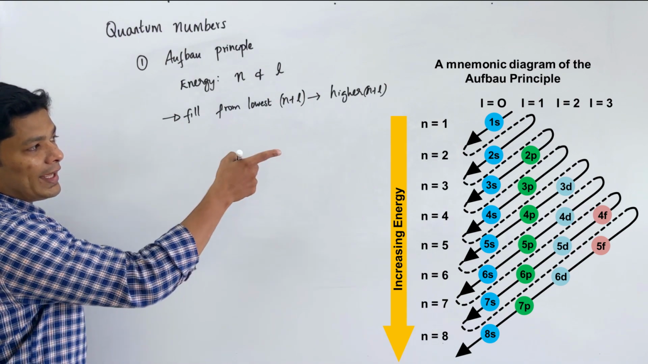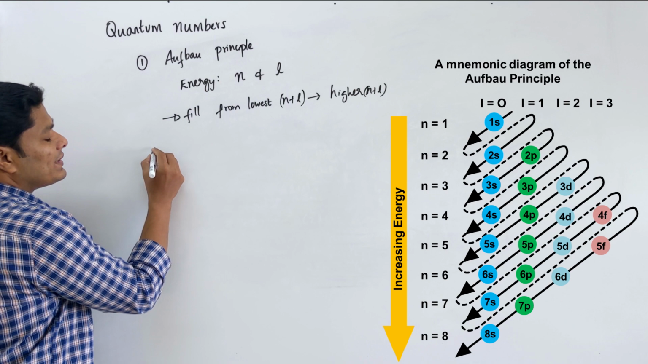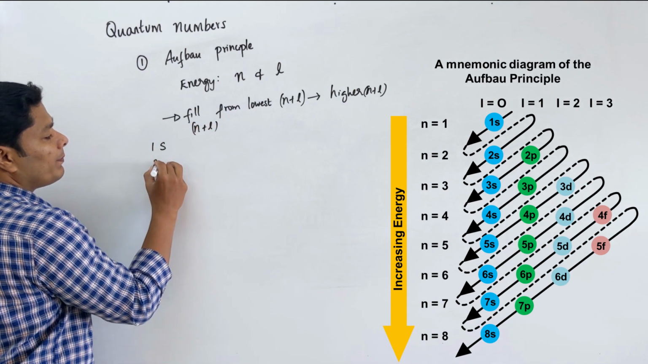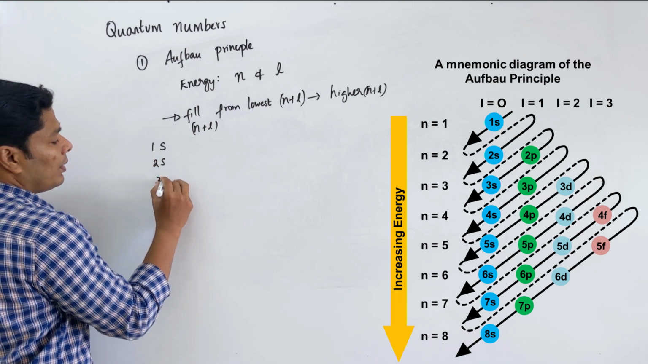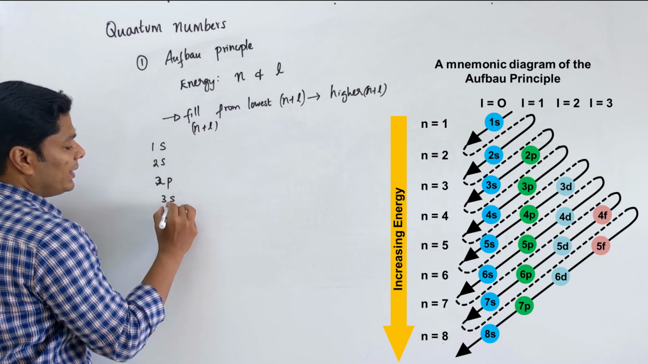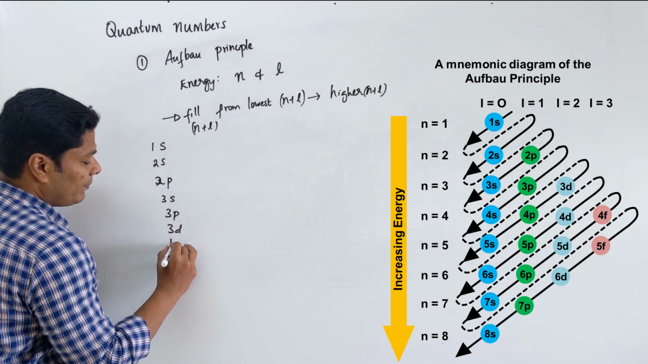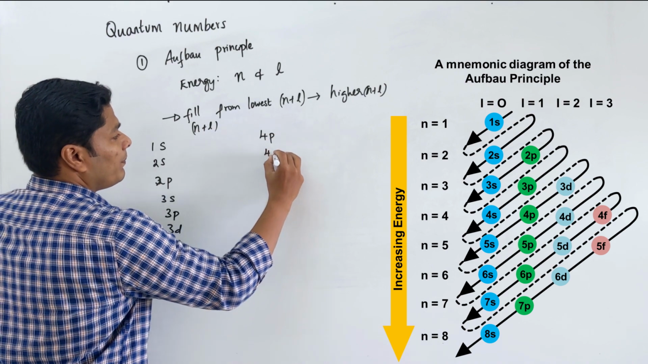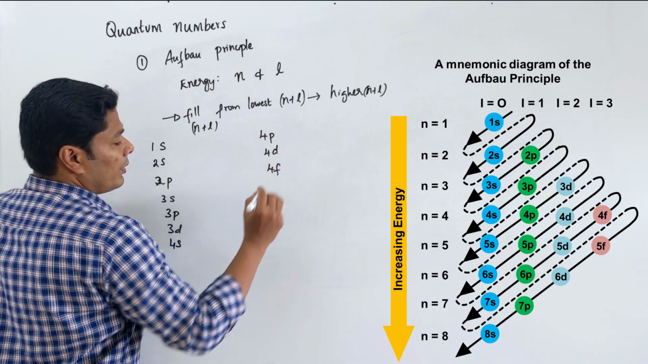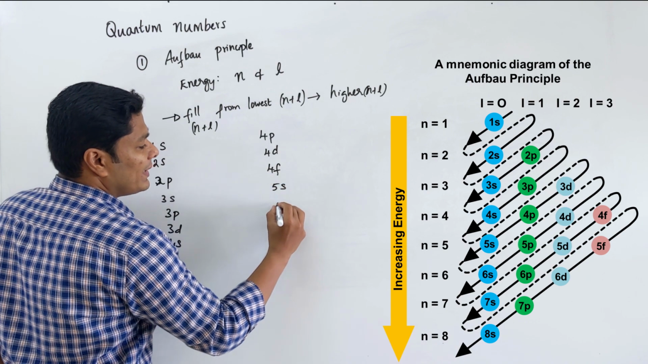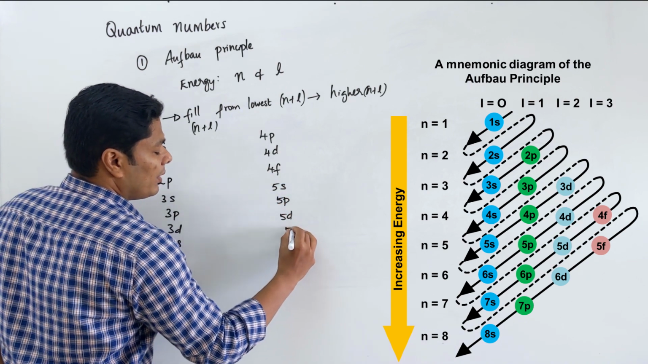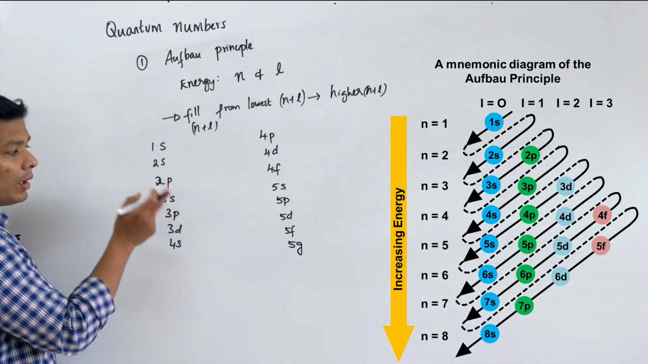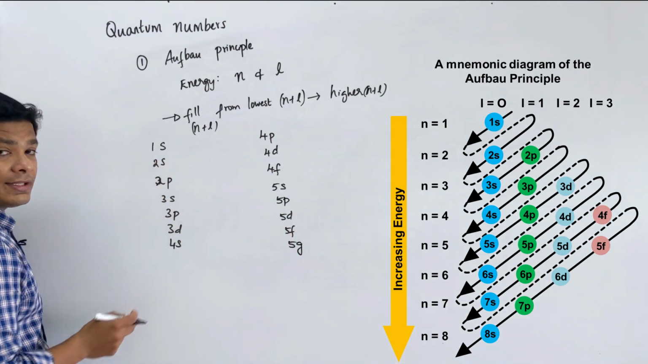Now let's compare the diagram with what we have. Let's say, for example, the orbitals 1s, 2s, 2p, 3s, 3p, 3d, 4s, 4p, 4d, 4f, 5s, 5p, 5d, 5f, 5g. I am arranging them in numerical order, but not necessarily in energy order.